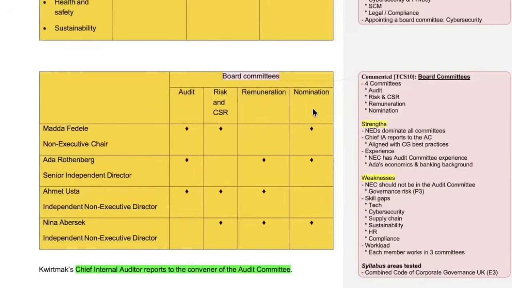And looking at the nomination committee, the nomination committee is supposed to nominate individuals to the board as and when necessary. So what you need to understand is that any board member, whether an executive director or a non-executive director, has no power to appoint anyone to the board. The power lies with shareholders. However, the nomination committee's responsibility is to nominate appropriate individuals as and when necessary.